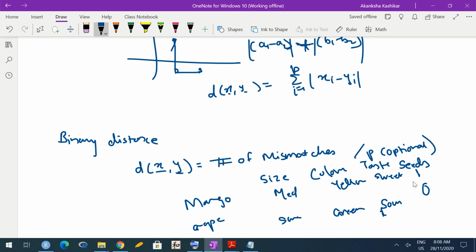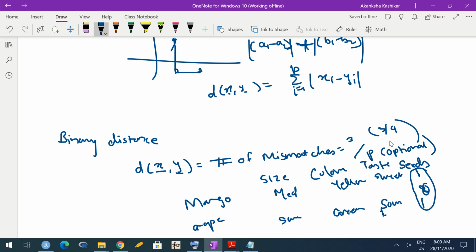If you want grapes with seeds, then we can take this to be 1. Let's take it to be 1. Now we can see that out of 4 variables, this variable is matching. So the distance would be number of mismatches, that is 3, or 3 by 4 if you want it by p.